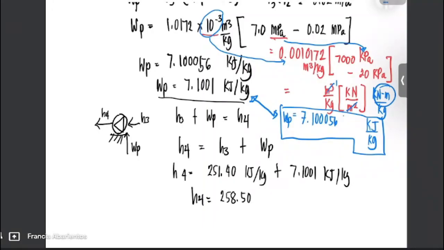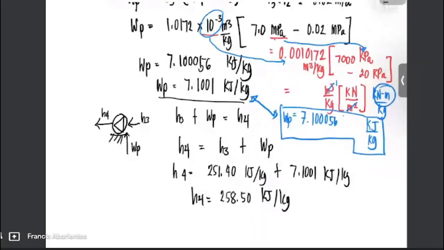Okay. Balik tayo sa work of the pump. O, ano yung answer nyo dito? 251.4 plus 7.1. Okay. Ano yung sagot? 250. Yan, malayo. Kilojoule per kilogram. Tama yung H4 nyo?